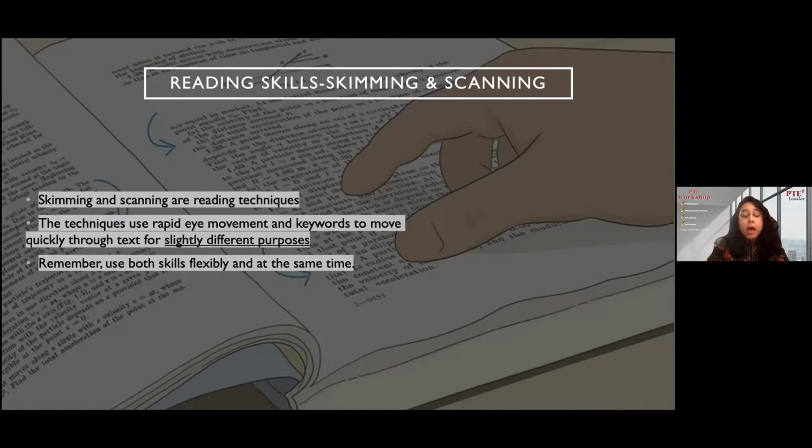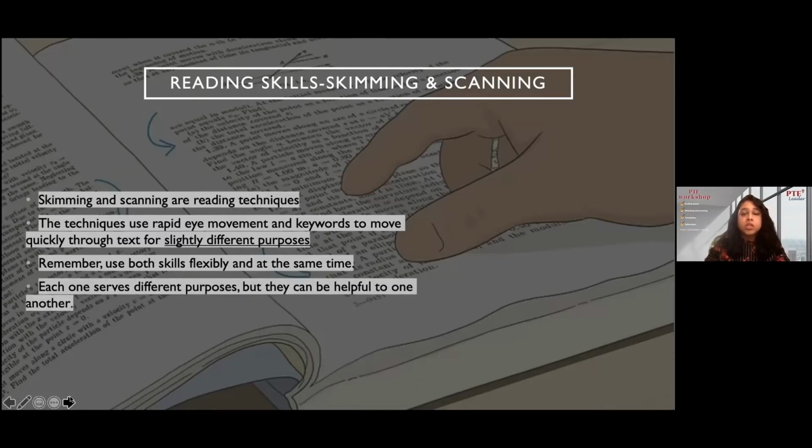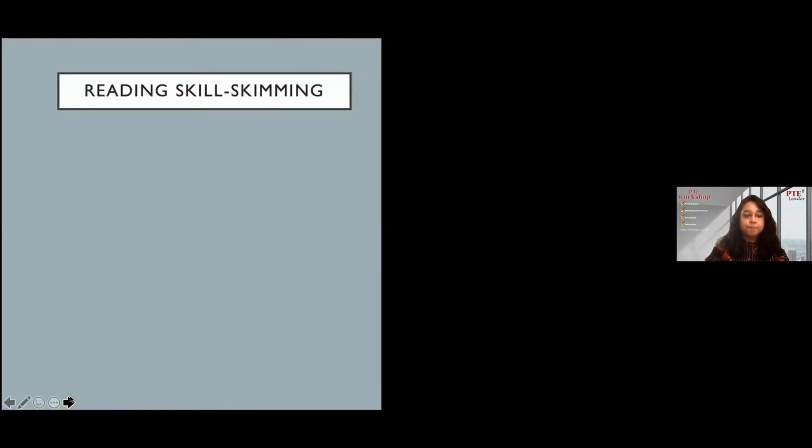All right. But again, also, if you are spending 2 minutes reading something, I would say read for 1 minute, take a few seconds break, and then start again. So this way your brain will be refreshed. All right. We were talking about skimming and scanning. Both serve different purposes, but they can be really helpful to one another. So skimming and scanning run hand in hand.